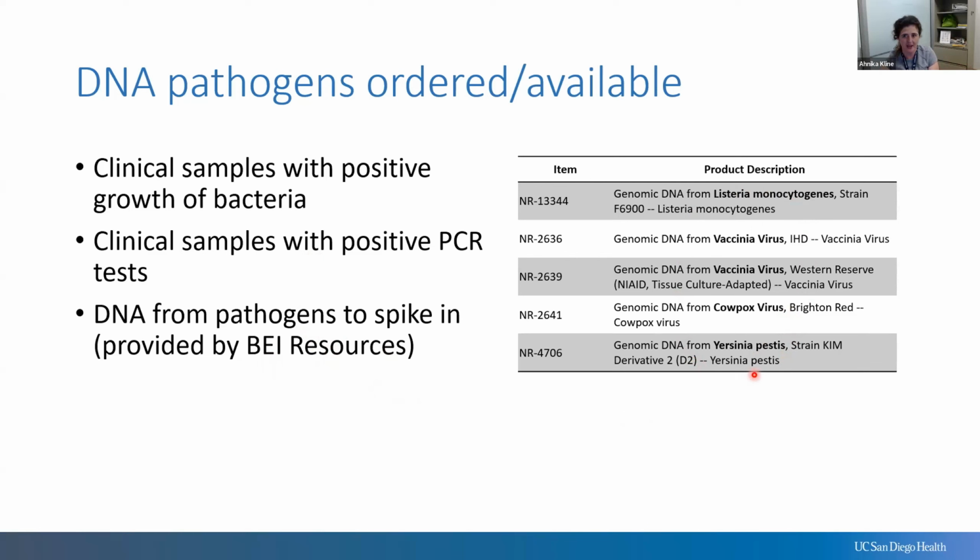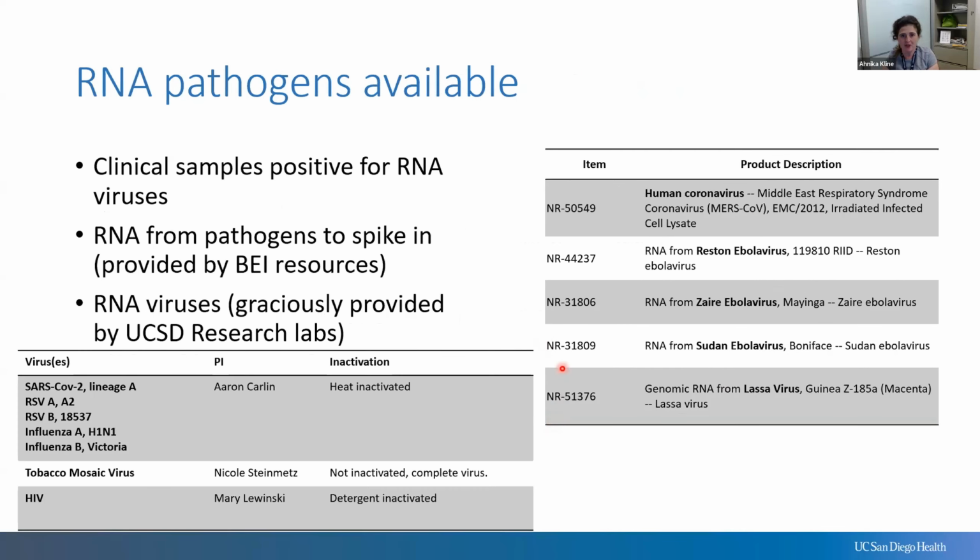And as fun as it would be for me to work with Yersinia pestis in the lab, we're not allowed to work with it because we are not at the level of biosecurity here for us to work with the actual pathogen. For RNA pathogens, again, clinical samples positive for RNA viruses would be the more unique. Obviously, your DNA pathogens are transcribed into RNA, but there are viruses that live in the RNA world. And then RNA from pathogens from BEI.